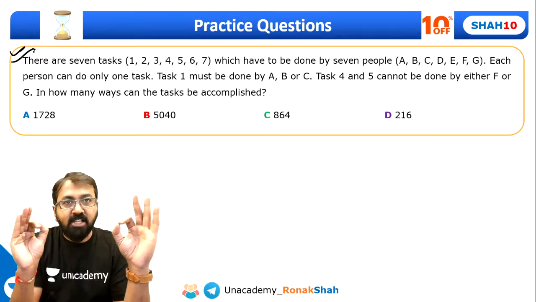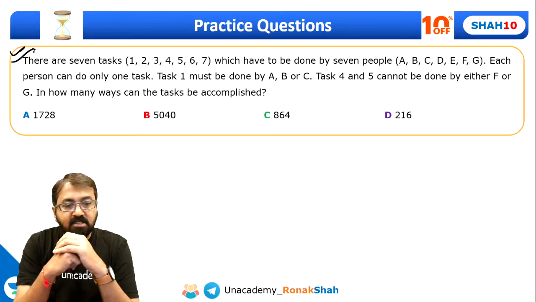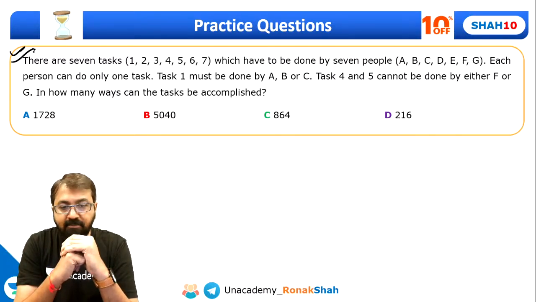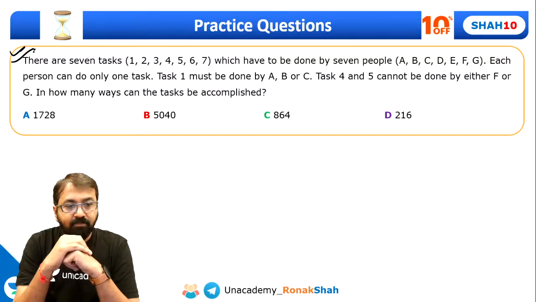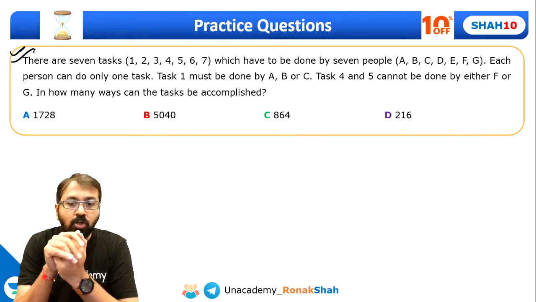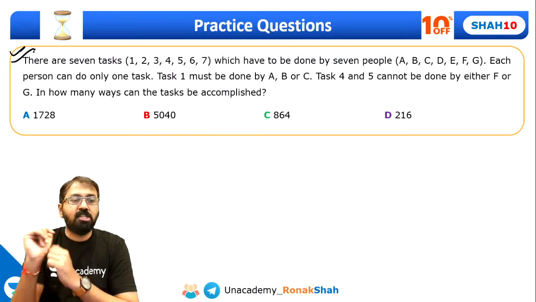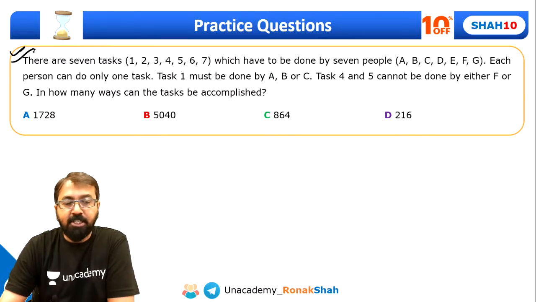Now there are 7 tasks. Look at this question, everyone, give a try. There are 7 tasks which have to be done by 7 people, A, B, C, D, E, F, G. Each person can do only one task. Task 1 must be done by A, B or C. Task 4 and 5 cannot be done by either F or G. So in how many ways can the task be accomplished?